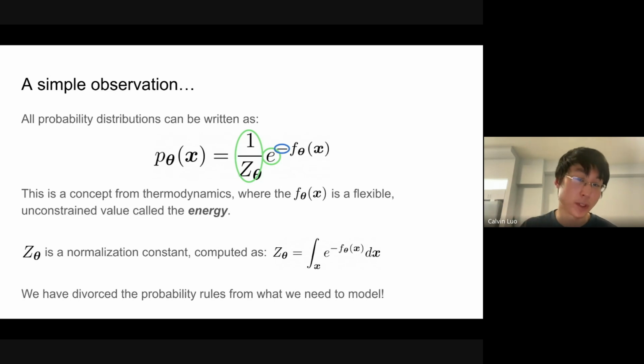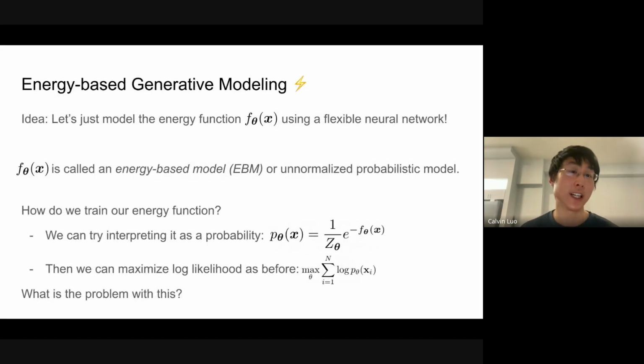So hopefully this reformulation makes sense. But it's nice that now we can focus our attention on modeling this flexible and unconstrained energy function. So in energy-based generative modeling, the idea is, let's just model the energy function using a flexible neural network. So f sub theta of x is called an energy-based model or an unnormalized probabilistic model.